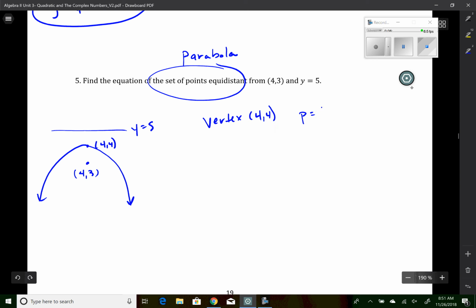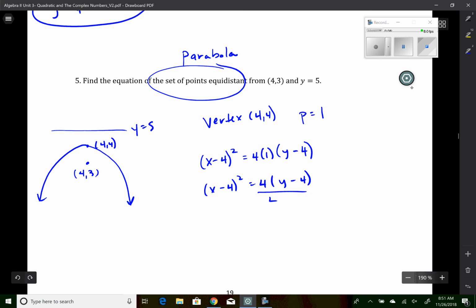I know the p-value is just 1. So I can plug it all in. So now I have (x minus the x value of the vertex) squared equals 4 times 1 times (y minus the y value of the vertex). Just so happens that the x value and the y value are the same here. So I have (x minus 4) squared is equal to 4 times (y minus 4).